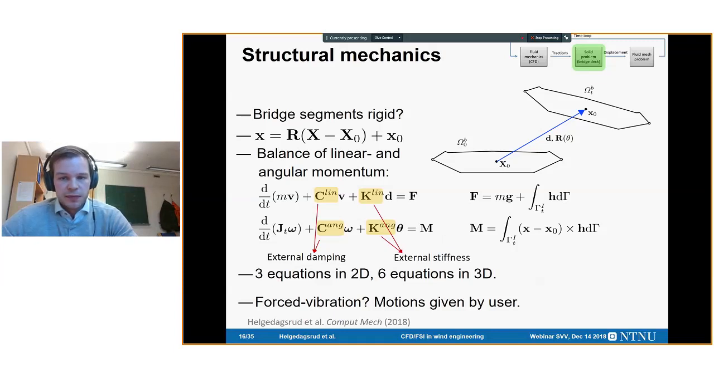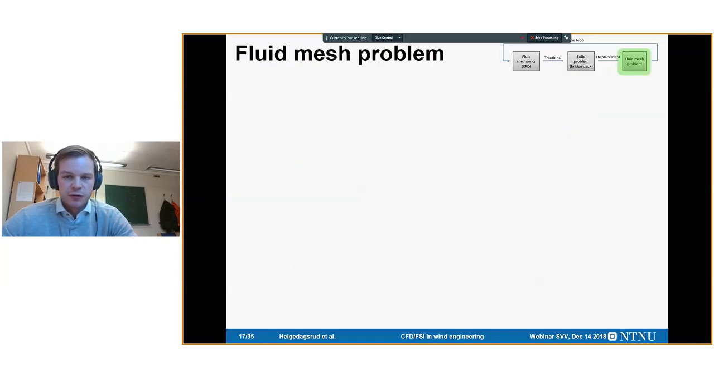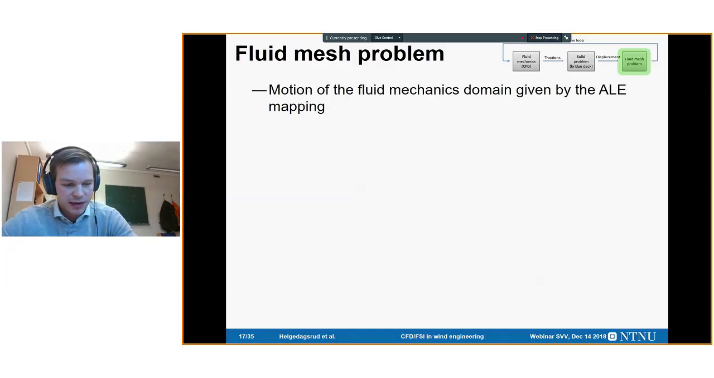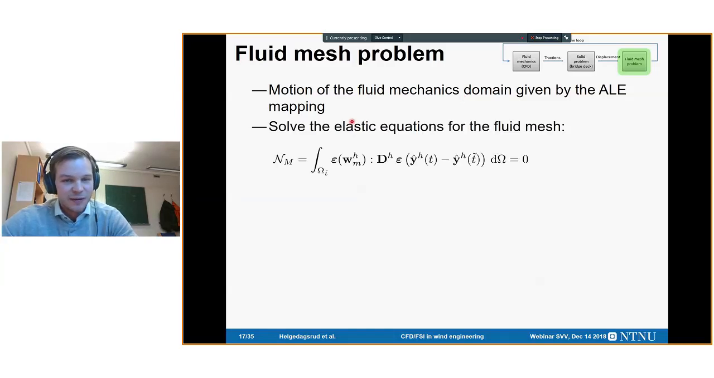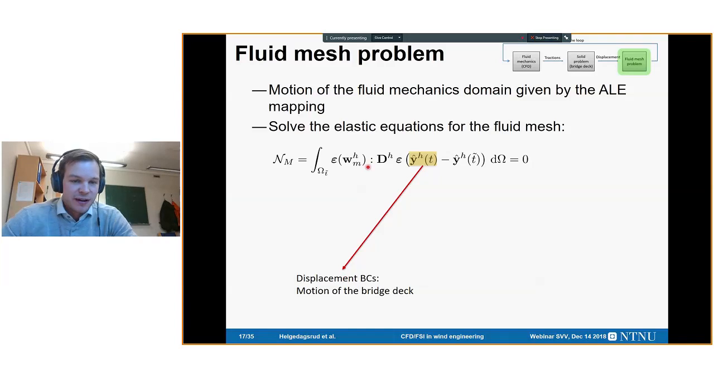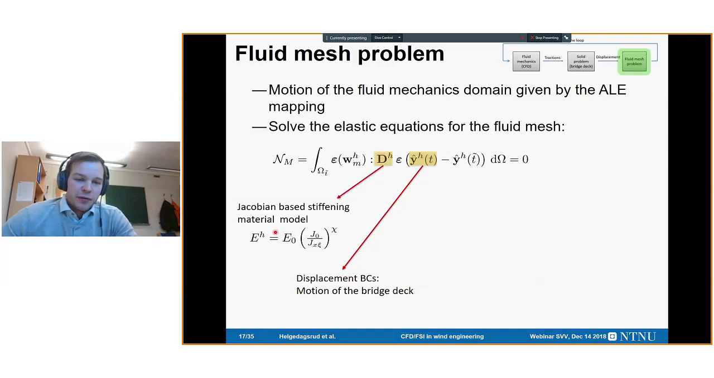So yeah, with the displacements of the body, we can move to the last sub-problem, which is the fluid mesh problem. We can now recall that we have a variable for the fluid mechanics position in our Navier-Stokes equations. And we can use this variable to solve the elastic equation for the fluid mechanics interior, where we use the structural motions as the displacement type boundary conditions.